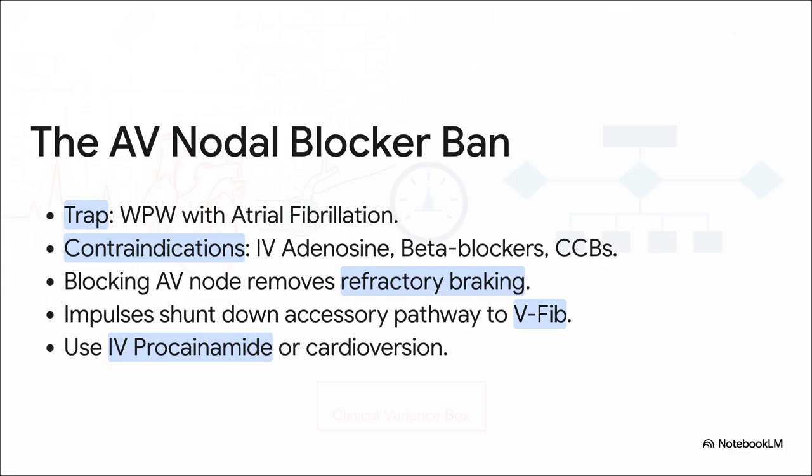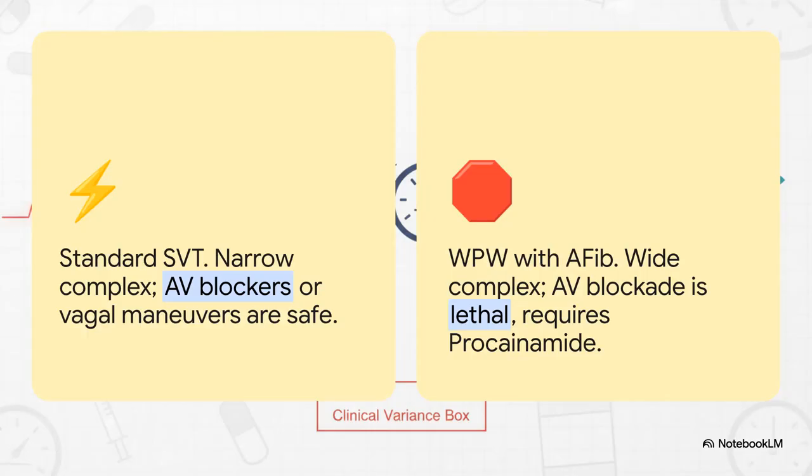If they become unstable, you immediately move to synchronized cardioversion. So in this case, the low-frequency variable, that accessory pathway, totally dictates our intervention. A standard narrow complex SVT, AV nodal blockers or vagal maneuvers are perfectly safe and effective, but the WPW with AFib variants with that wide complex irregular rhythm means those standard SVT drugs will be lethal. It absolutely mandates that you pivot to procainamide or cardioversion.